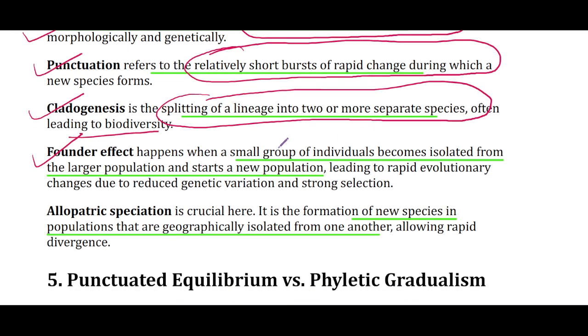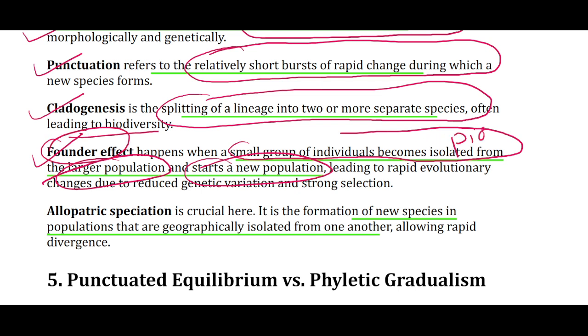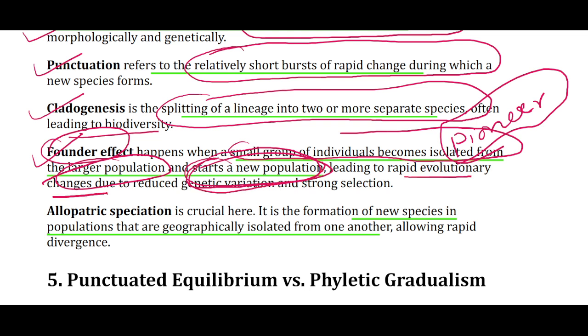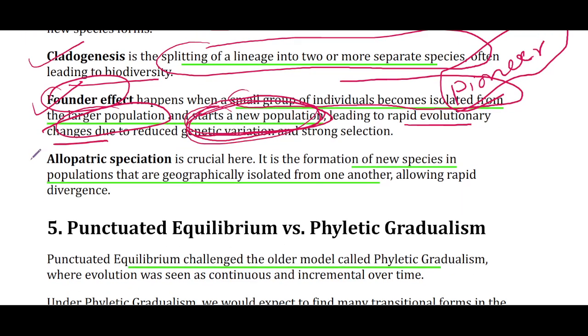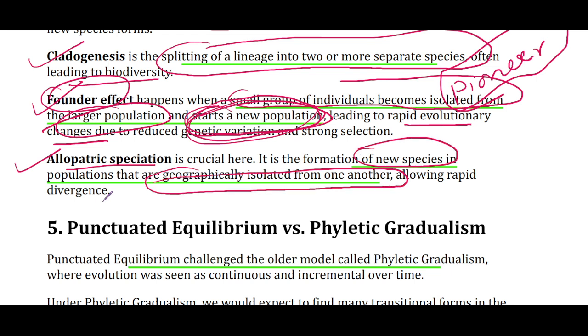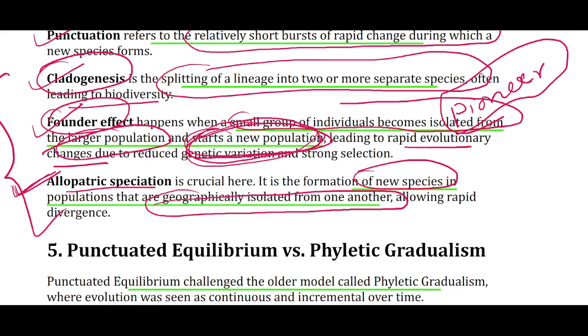Founder effect happens when a small population becomes isolated from a large population and starts a new population. As the name suggests, founder effect means a pioneering effort, a new discovery. So here, that small population, when splitting from its parent population, with time due to rapid evolutionary changes and selective pressure, starts a new population. And finally, allopatric speciation is the formation of a new species in populations that are geographically isolated from one another. Allopatric is similar to cladogenesis, but it is more about how species diverge geographically.